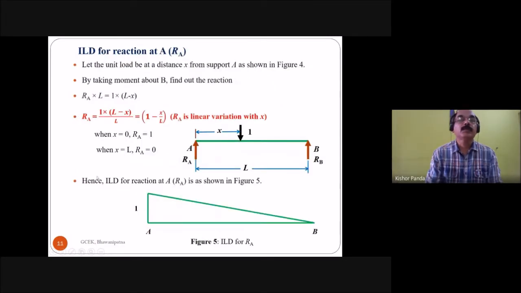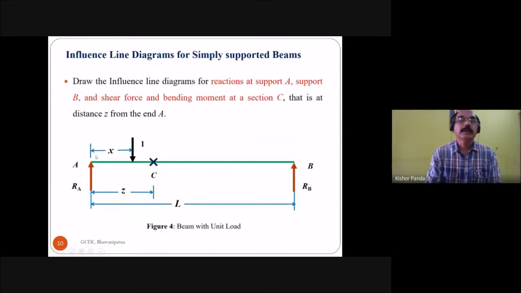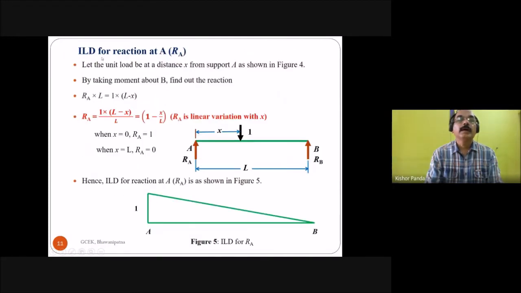First, draw the influence line diagram for reaction at A. You see the reaction at A is RA, and the reaction at B is RB. So first draw the ILD for reaction at A, RA. This is the reaction at A and this is the reaction at B. And this is the unit load that is at a distance X from the support A, and this is the length of the beam L. Let the unit load be at a distance X from support A.